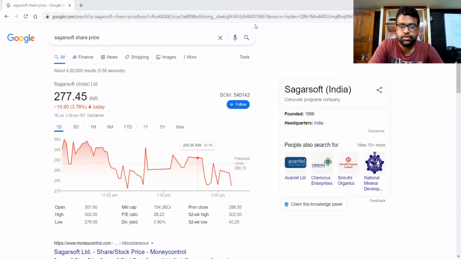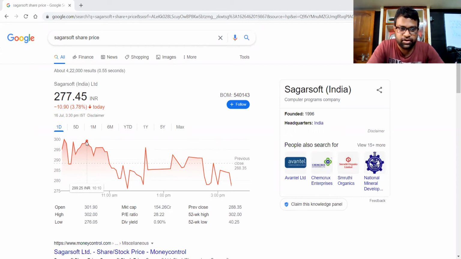Now let me share my screen and I'll show you how I did it, and exactly what came to your mind at which point, so that I sold Sagarsoft and got exactly 20% profit. Okay, so now see the graph of Sagarsoft. See, it's down 3% today, right? 277 rupees. Exactly, see, in the morning at 10 a.m. it was trading at 297, 298. Exactly at 10 a.m. I sold it.